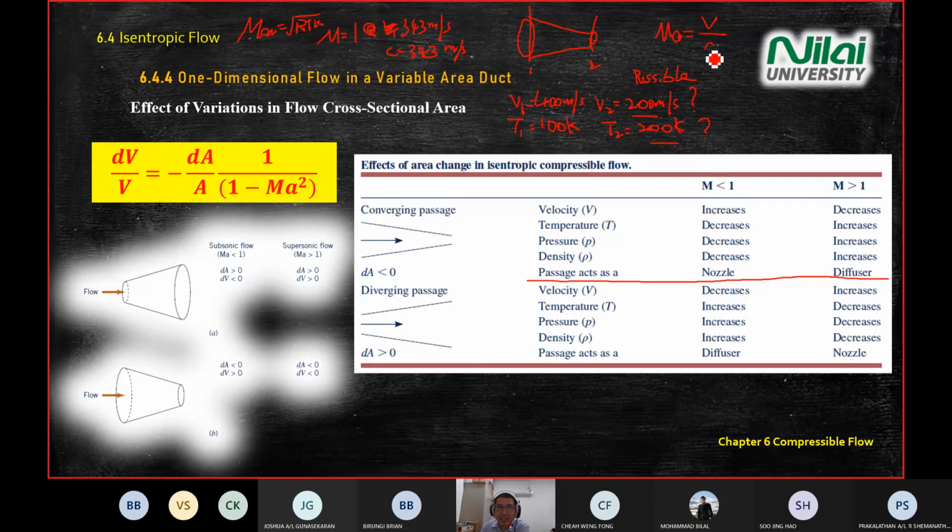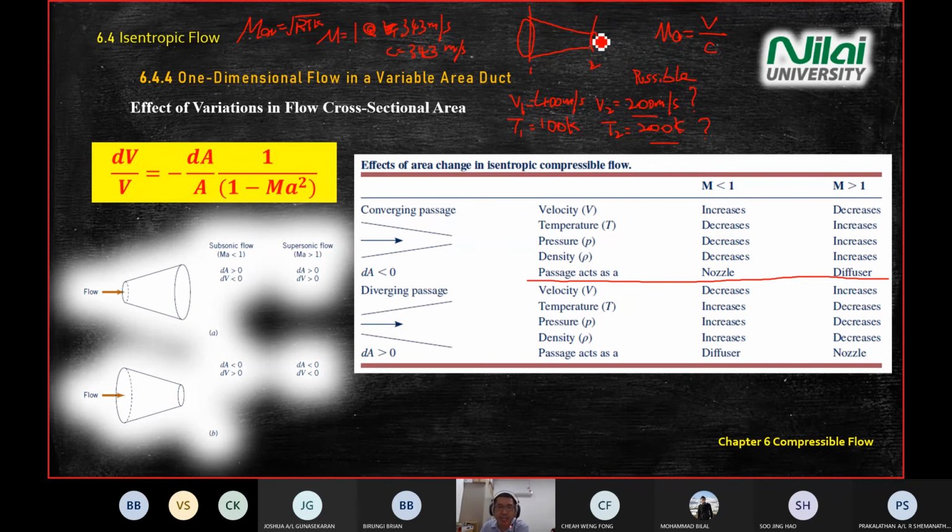Correct. The velocity is 400, right? Yeah, 400. C is 343. So is it left hand side or right hand side? Is your Mach number more than 1 or less than 1? It's more than 1. Okay, more than 1. So it is possible.